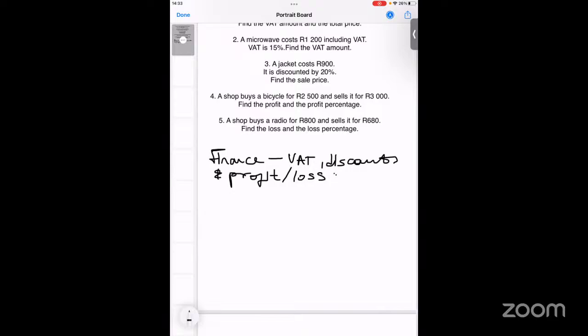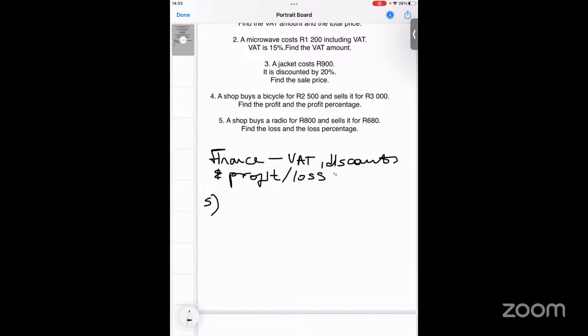Okay, so now, is it the last question? Looks like the last question that we are having there, where a shop buys a radio for 800 and sells it for 680. Yo, there's a loss there. Why would you buy it high and then sell it low? Okay, find the loss and the loss percentage.